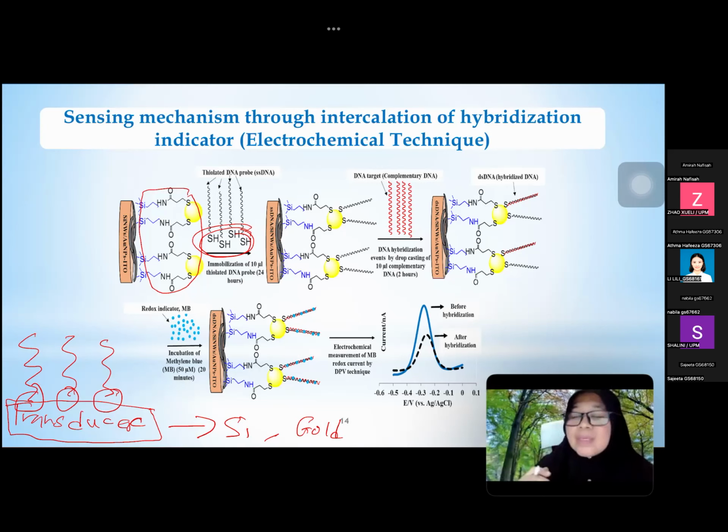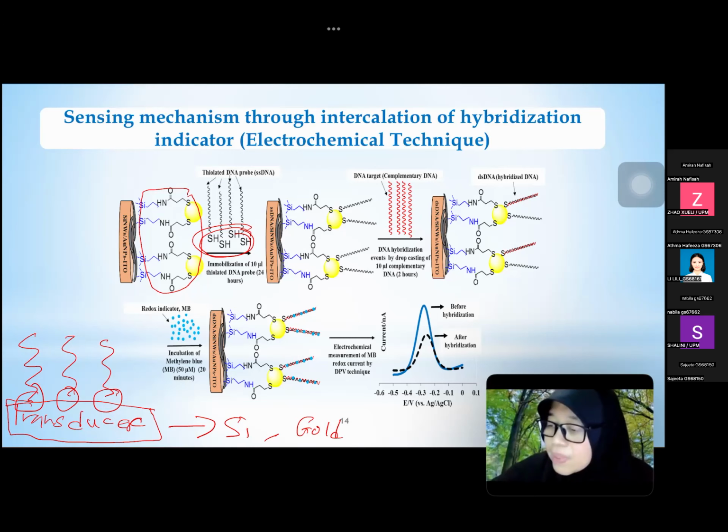If those doing sensors fail to understand the chemistry of the transducer material and the chemistry of the bioreceptor, then the whole thing will fail. So this is the fundamental first.